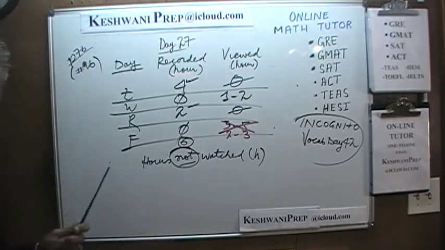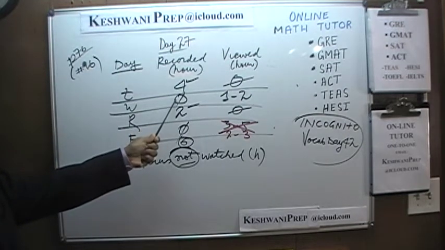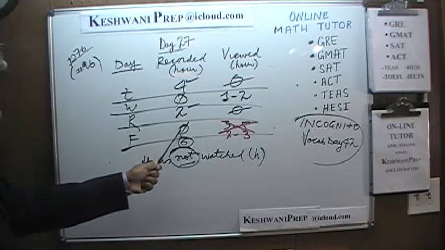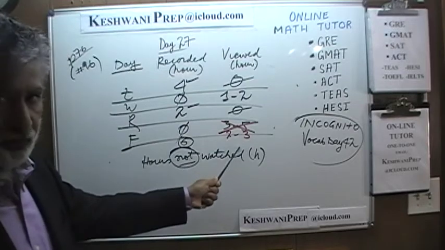So let's look at the number of hours that we did record. On Tuesday, we recorded 4 hours of programming. On Wednesday, we recorded nothing. On Thursday, we have 2 hours. On Friday, we have zero. We have a total of 6 hours of recording that we have done. And these are the number of hours that we have watched.